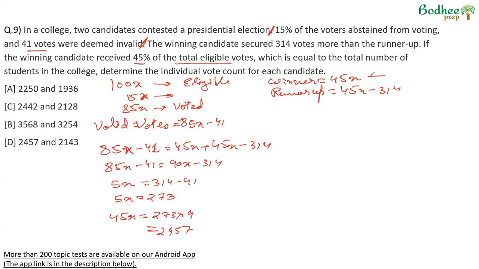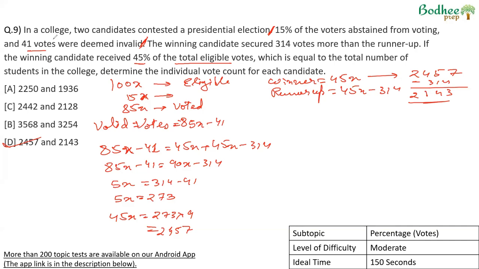The value of 45x is 2457. The number of votes that the winner gets, subtract 314 from this, we will get 2143. So this becomes the number of votes that the runner-up gets. So option D becomes the answer.